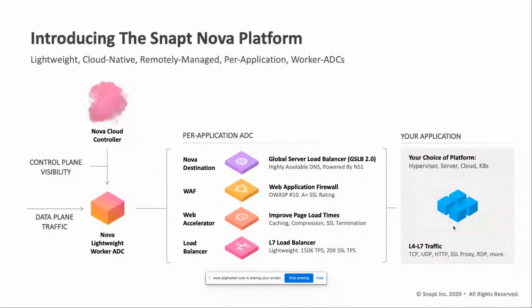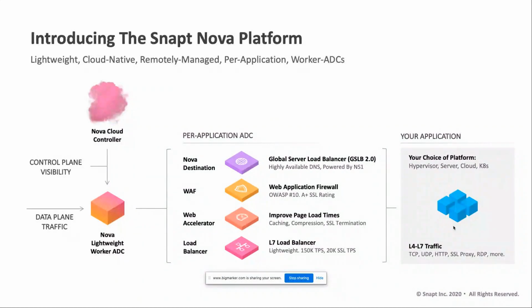Now, on the back end, of course, is where your application resides, and you have the choice of deploying both the ADC and your application on any hypervisor, server, cloud, or container platform. And from a traffic standpoint, Snapt is highly flexible, and we offer ADCs that can balance traffic for TCP, UDP, layer 4, and of course layer 7 with HTTP, HTTPS, SSL termination, remote desktop, and many more, which we'll see.